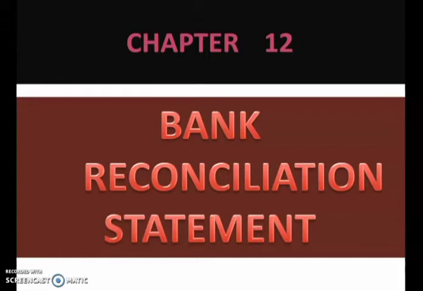We saw that there are two types of cash book: single column cash book and double column cash book. In double column cash book, we maintain two columns, one for cash and the other one for bank. So whatever transaction is there related to bank will be recorded in the bank column of cash book.